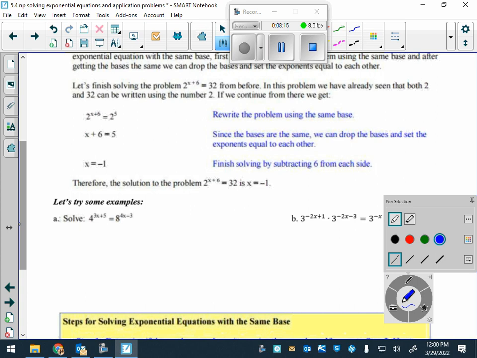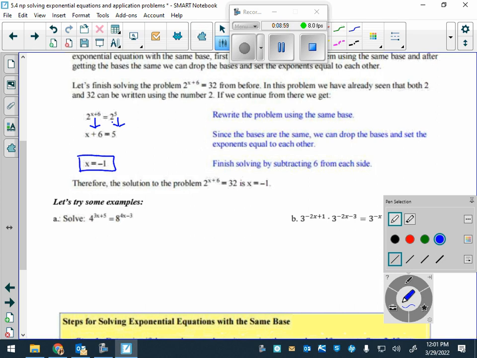So we have 2 to the x plus 6. 2 is our base. 32 we need to change to the same base. So we would want 2 to the x plus 6 equals 2 to what power gives me 32? The fifth. So this is what it looks like. We're rewriting 32 with a common base. Now, if the base is the same, you could drop down those exponents and set them equal to each other. So x plus 6 equals 5. Our answer would be x equals -1.